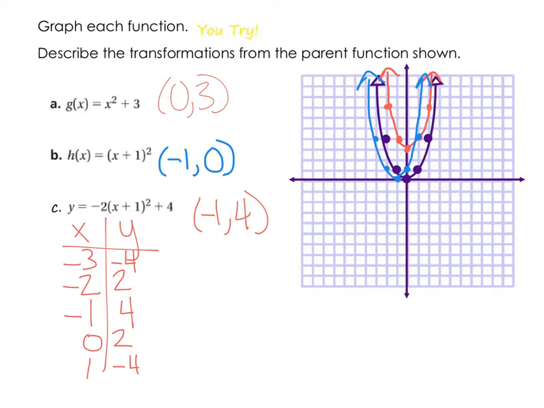I am going to graph this one in black, so we have another color. So I'm going to graph the vertex at (-1, 4). Then I'm going to graph the rest of my points here: (-3, -4), (-2, 2), (0, 2), (1, -4). Let's try that again.